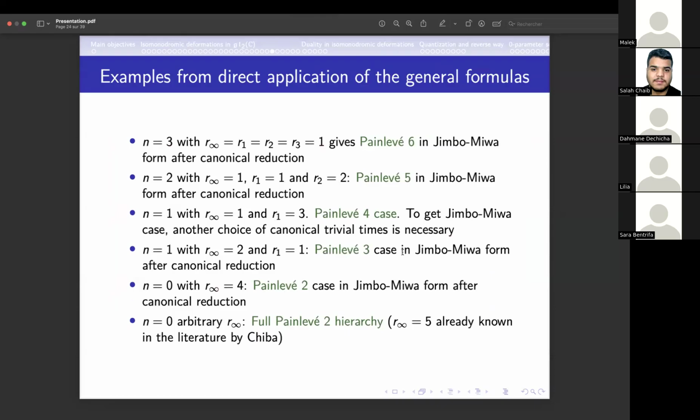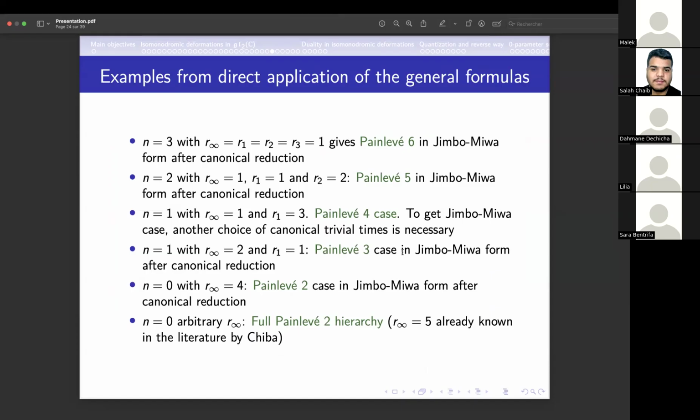So what was remaining at the end is to give values to consider the applications. So literally to consider the polar structure, to fix the polar structure at certain values. So first, if we consider n equal to 3, and we consider all the poles to be equal to 1, which is the Painlevé case, this gives us the Painlevé 6 case.